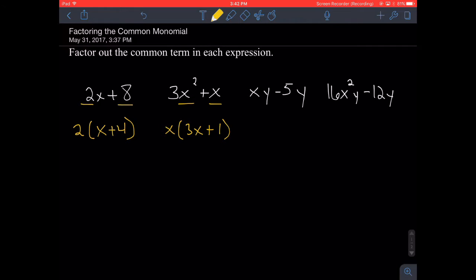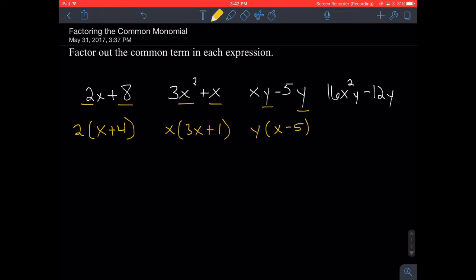Now let's try something a little less obvious. Our next example is xy minus 5y. Notice how they both have a y in common. This means that I can divide away a y. So when I factor, I'm going to put y on the outside of the parentheses, and then xy divided by y is x, and 5y divided by y is 5.